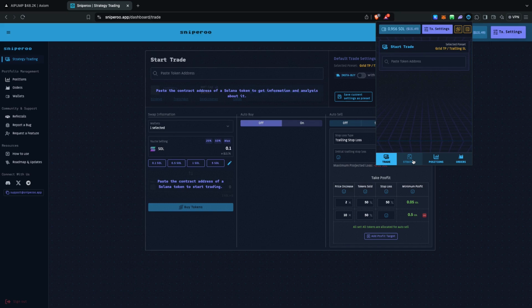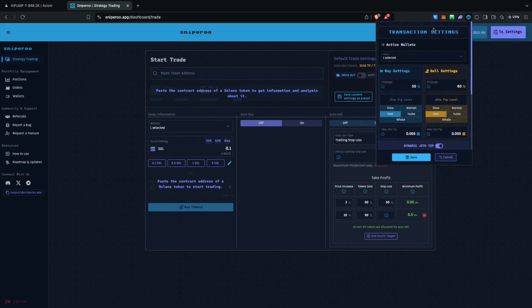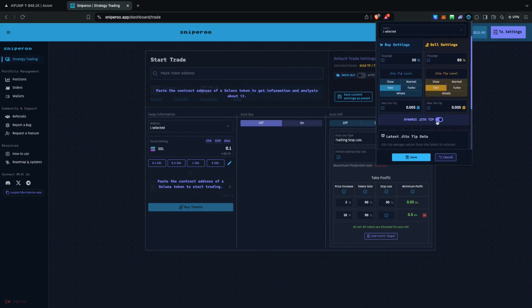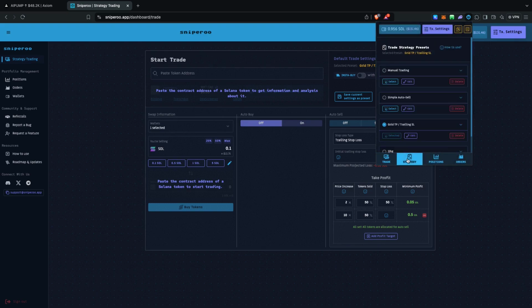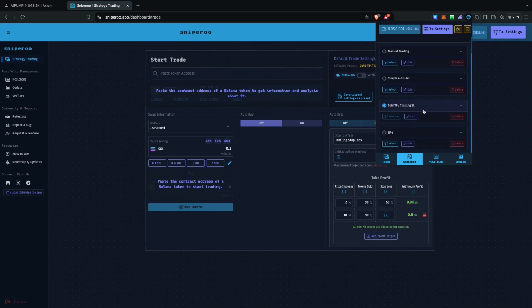If we go to transaction settings and go down, obviously I've got the dynamic jitter tip. It allows me to have the optimum fast speed, so all my transactions go through and I never get rejected. Once you do that, you also have to go to your strategy. This is very important. Grid, take profit, and the trailing stop loss is what I have highlighted.